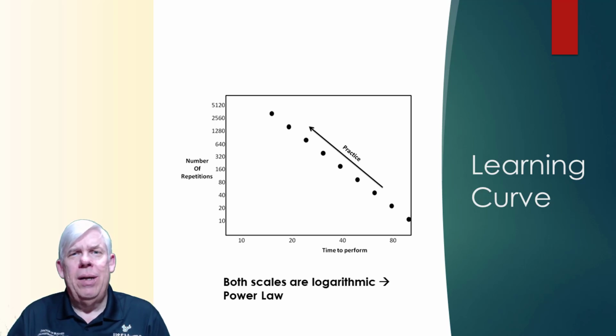This was first described in the aircraft industry, where they discovered that every time they doubled their output from the previous mark, their performance improved by a certain percentage. This actually produces a log-log relationship referred to as the learning curve, and essentially, each time the number of repetitions doubles, you get a certain percentage decline in the time it takes to perform.